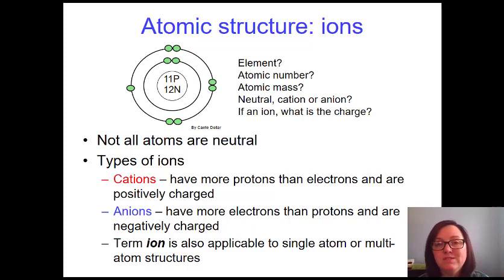What's the atomic mass of this atom? Well, to determine the atomic mass of an atom, we have to add up the number of protons plus the number of neutrons. So 11 plus 12 will give us an atomic mass of 23 daltons.